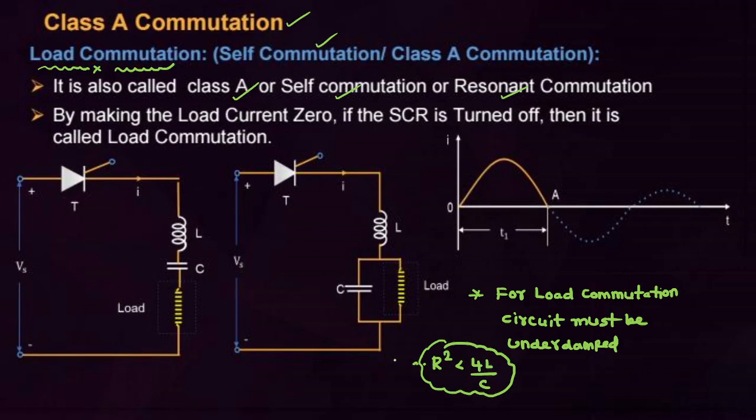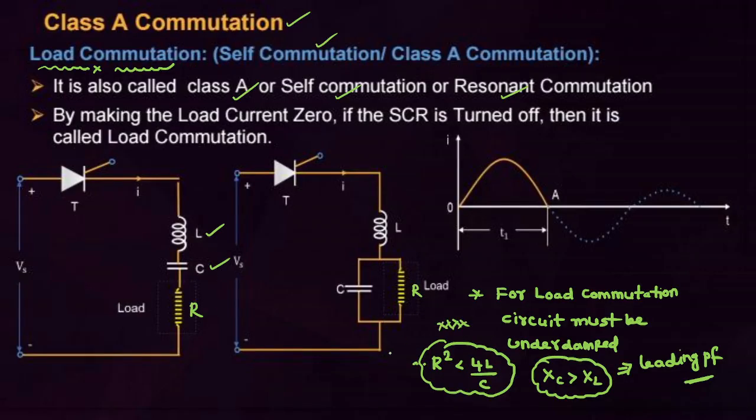For an underdamped RLC circuit, it must be capacitive in nature, Xc greater than XL. That is for load commutation, Xc greater than XL. Xc greater than XL means capacitive nature, so the power factor is leading. This is important. Then you have to select the L and C elements. The load parameter is R. You have to select the L and C parameters in such a way that R squared is less than 4L by C. Then the circuit is a load commutation circuit. Then it is underdamped. If R squared is greater than 4L by C, that is an overdamped circuit.